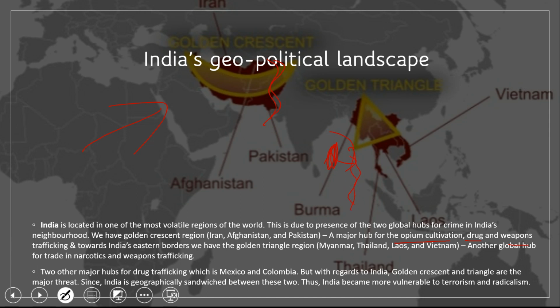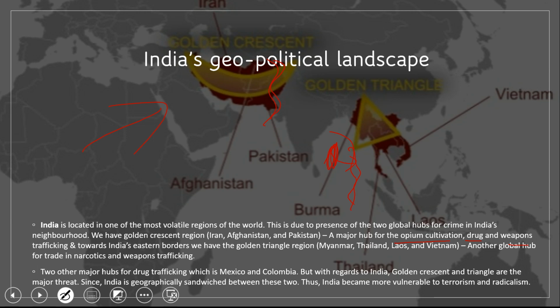And there is one international agenda also, that because of the presence of military in that region, it will create a global, powerful image of India in the Indian Ocean and all. Okay, so that is one geopolitical perspective of India.